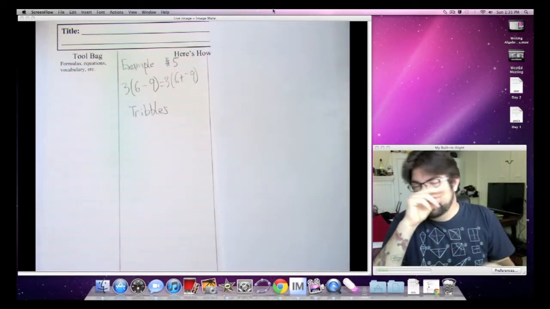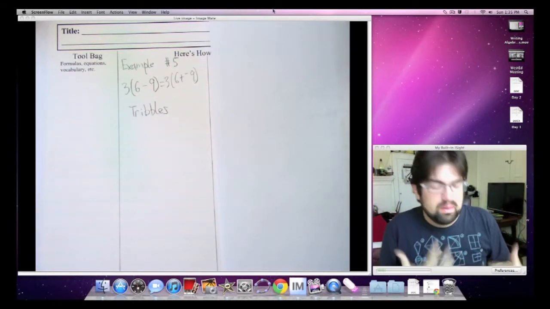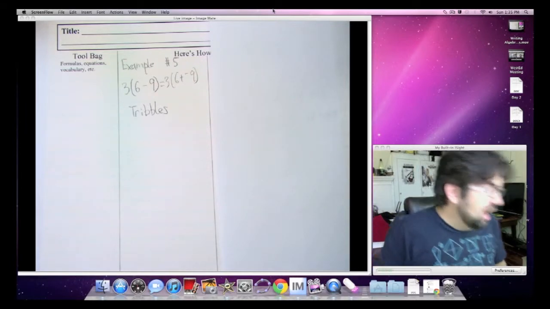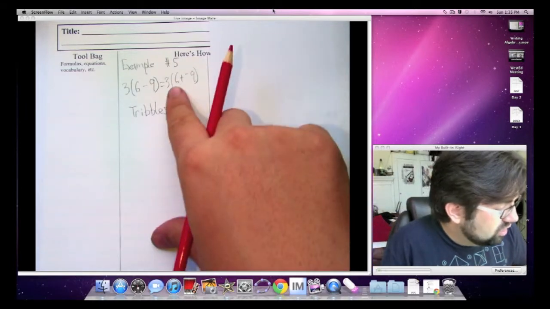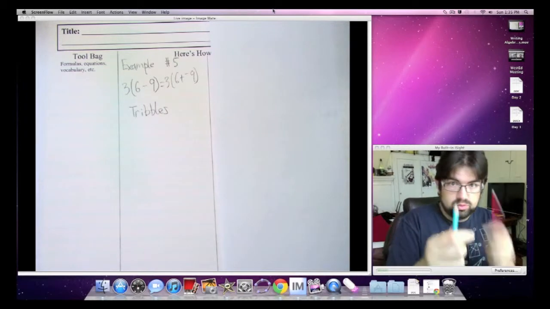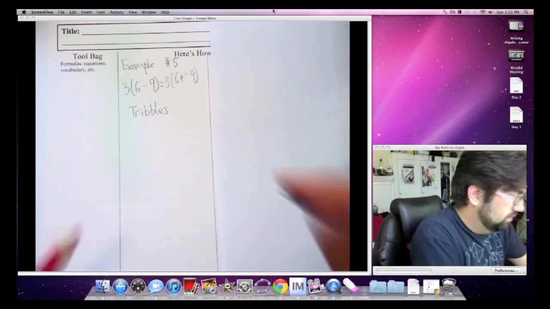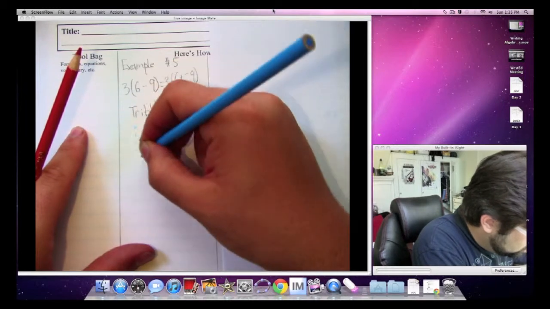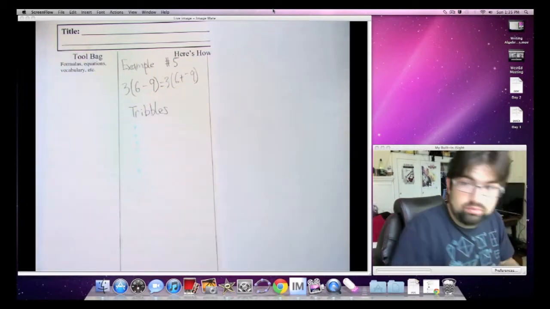Remember, I always see subtraction as adding the opposite. I'm going to do that. And now here comes the fun part. I'm going to have 6 and negative 9. So 6 good triples, 9 evil triples. 1, 2, 3, 4, 5, 6. Right?